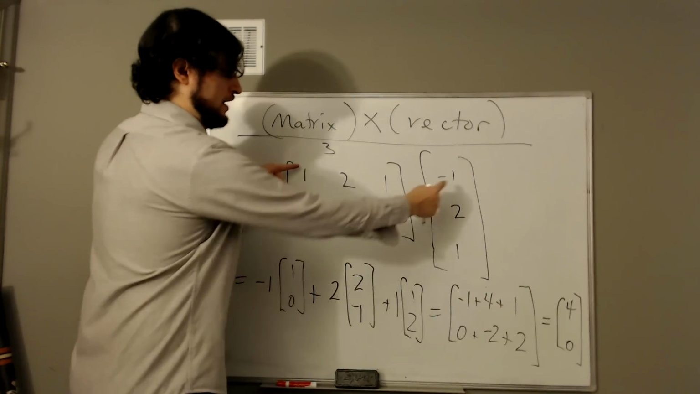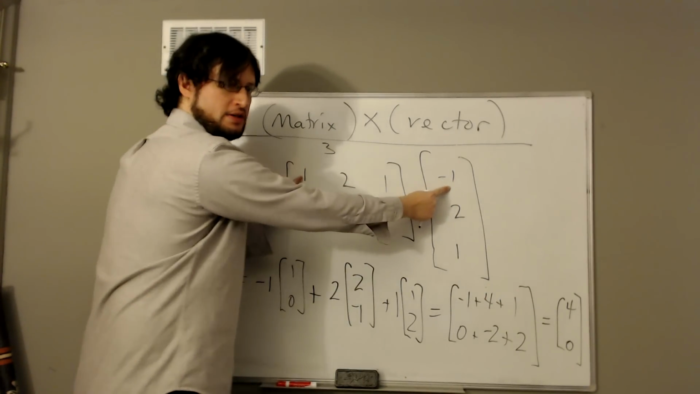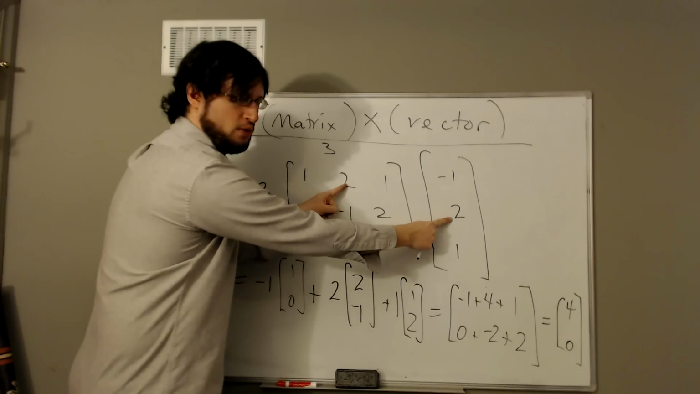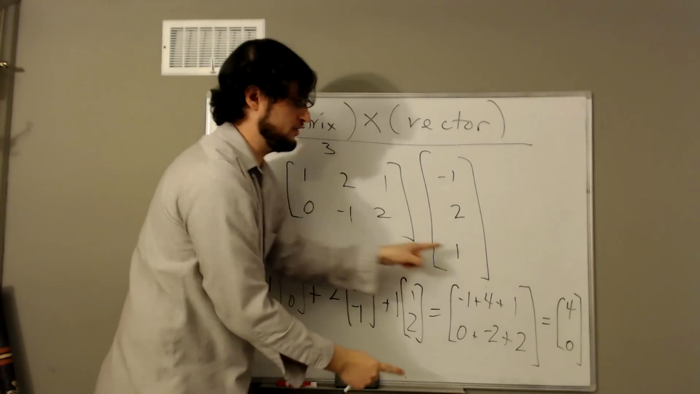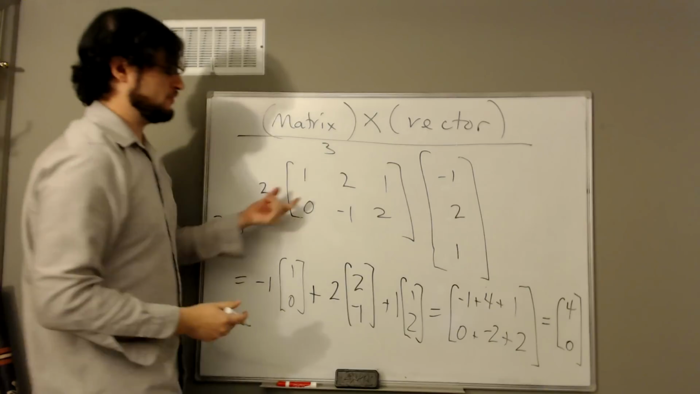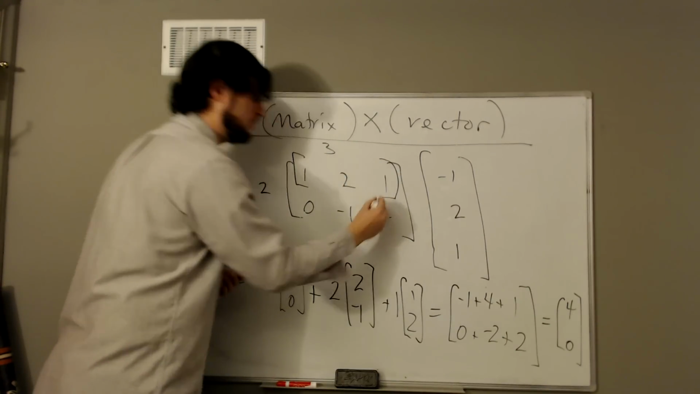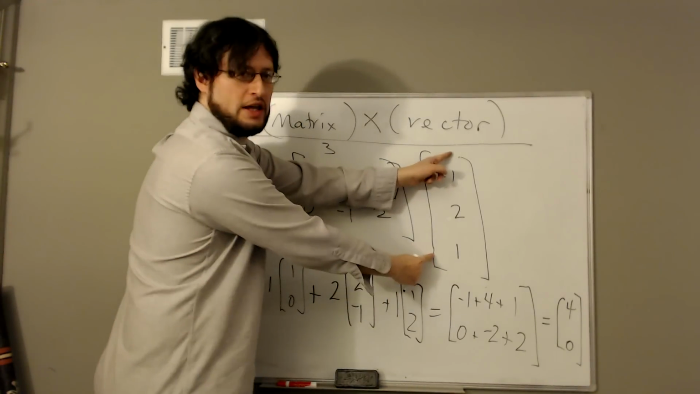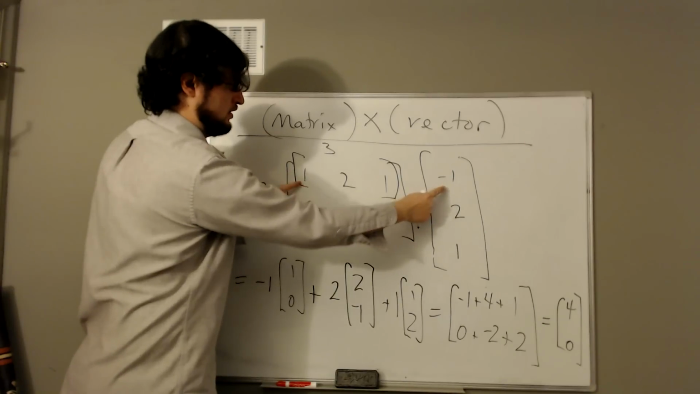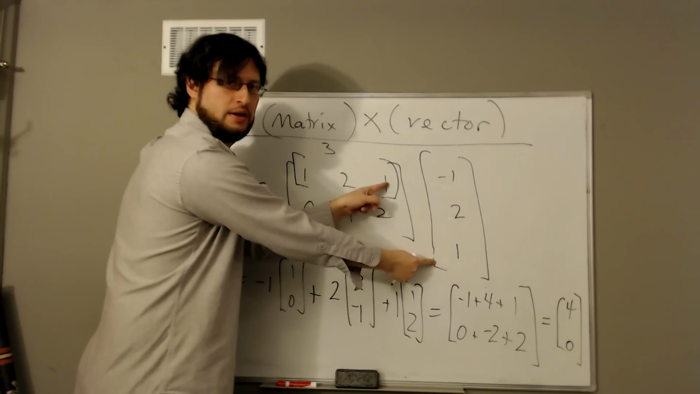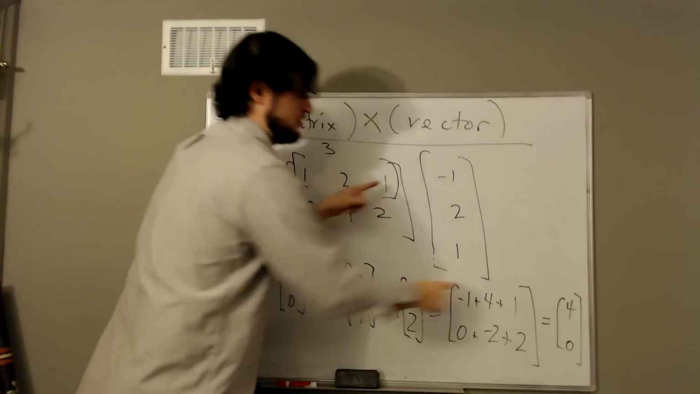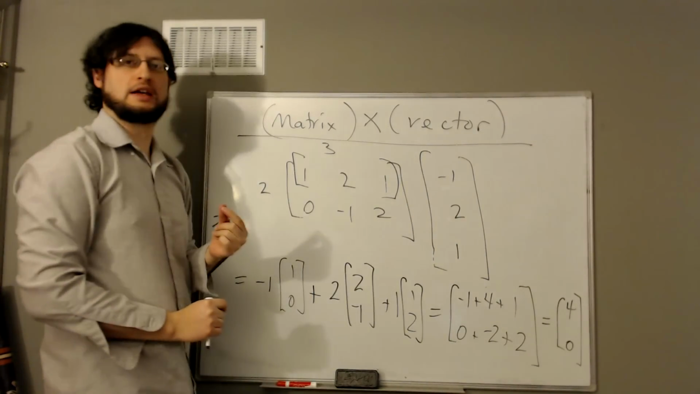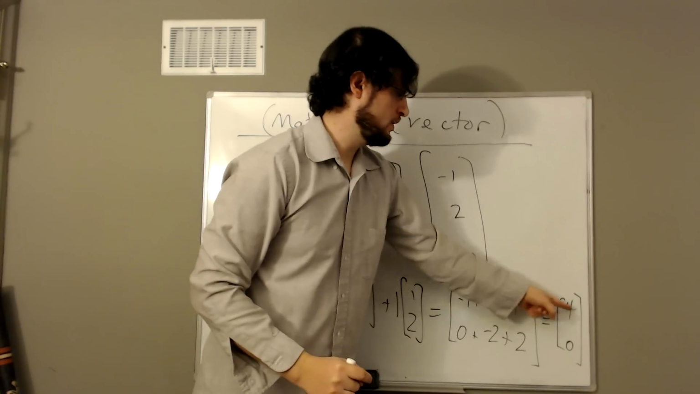I got -1 times 1 is -1. So if I take this and this, and then if I take 2 and 2, I get 4. And then if I take 1 and 1, I get 1. So this -1, 4, and 1 comes from taking this piece right here. Think about physically picking it up, flipping it over, and matching it to there. Right, so I get the 1, -1, 4, and 1. And that's what makes that top entry. So that's row 1 and column 1, if you want to think about it like that.